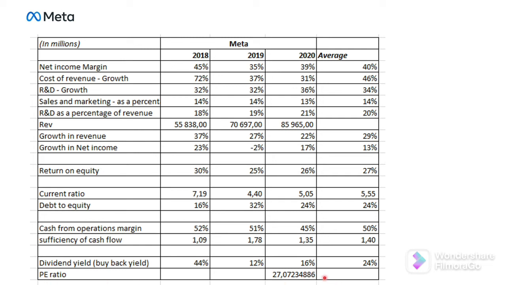A P/E ratio of 27. Now, the P/E ratio is the price multiple. The P/E ratio tells you how expensive a stock is. So, how much are you paying for earnings? For $1 of earnings, how much are you paying? 27 times. You're paying 27 times per $1 of earnings. You're paying $27 for each dollar of earnings.